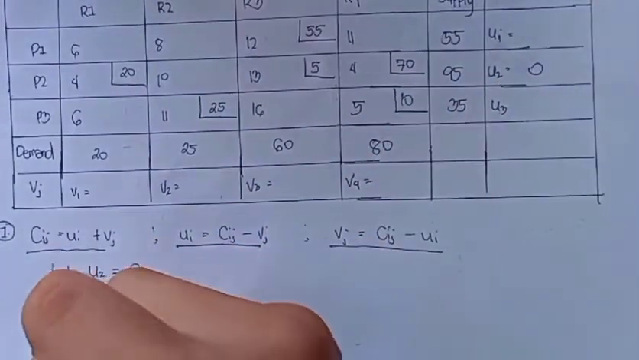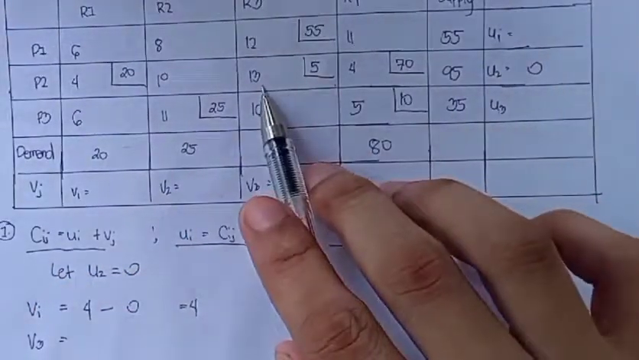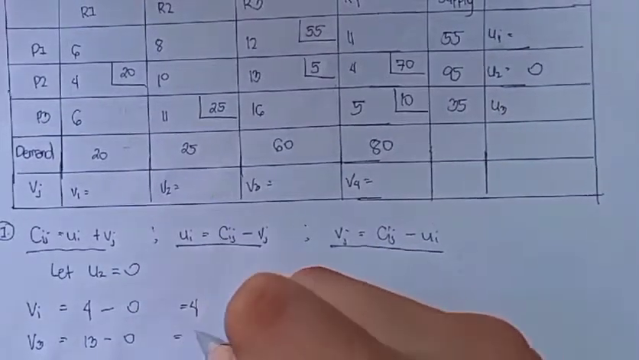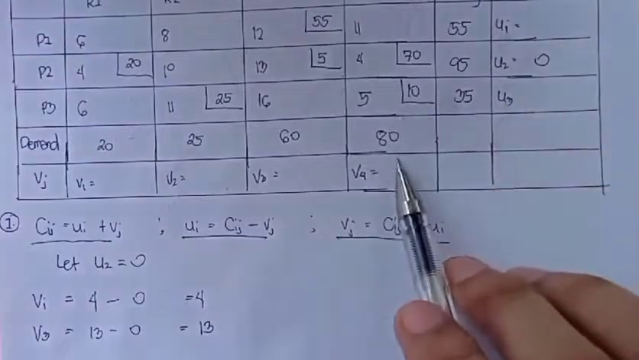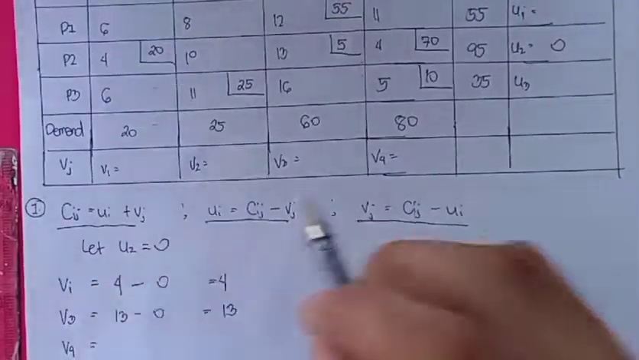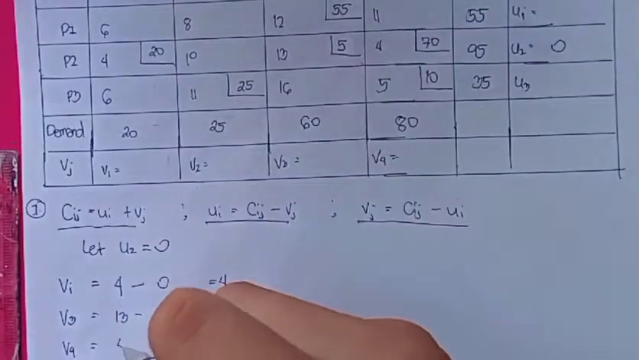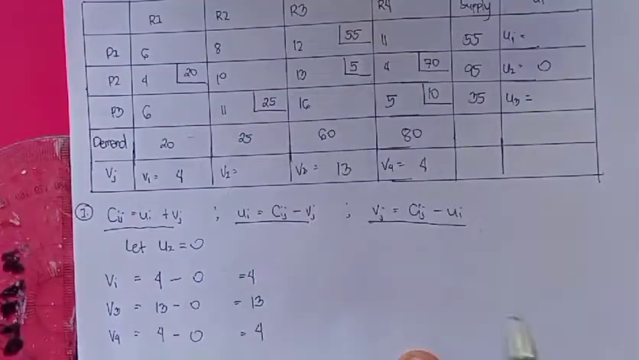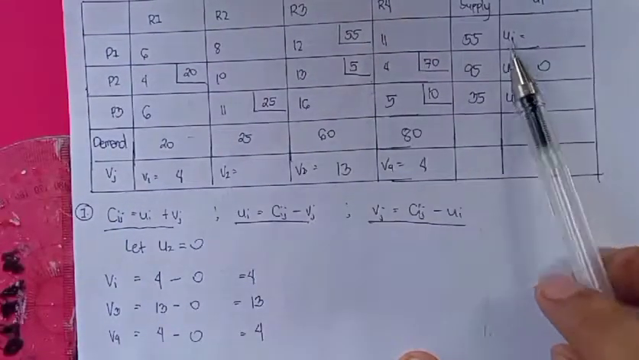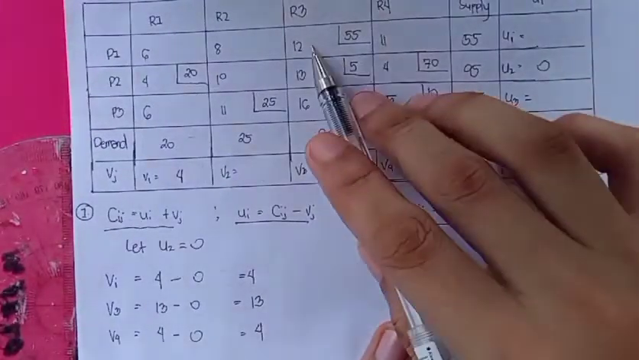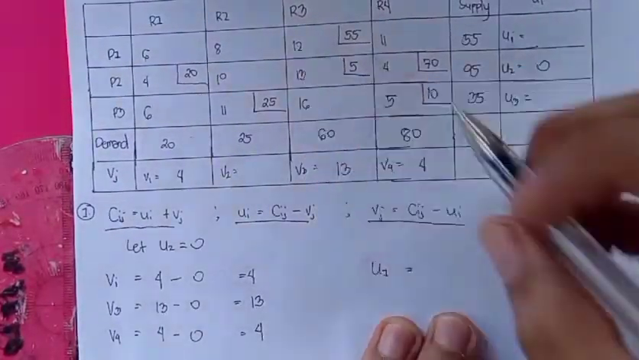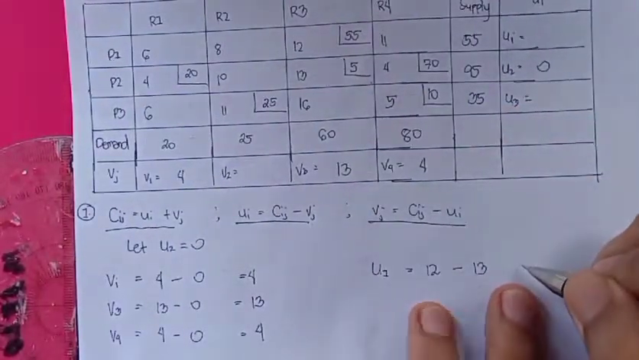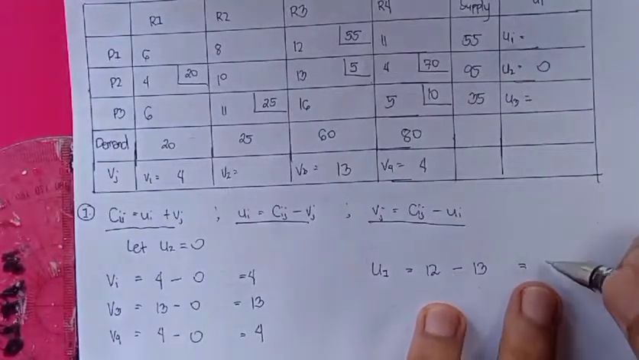In V3, the Cij is 13, and the Ui is 0. So 13 minus 0 is equal to 13. Next is V4. V4, the Cij is equal to 4, minus Ui, which is 0. So 4. Focus on allocated cells. We can also find our U1, since we have Cij and we have Vj. Our Cij is 12 and our Vj is 13. So U1 is 12 minus 13, which is equal to negative 1.